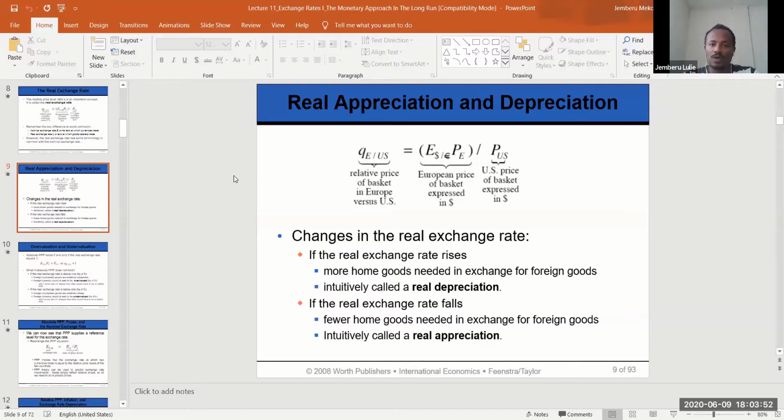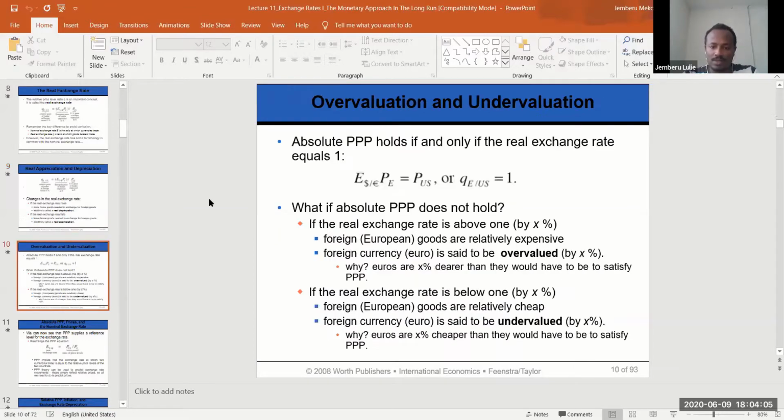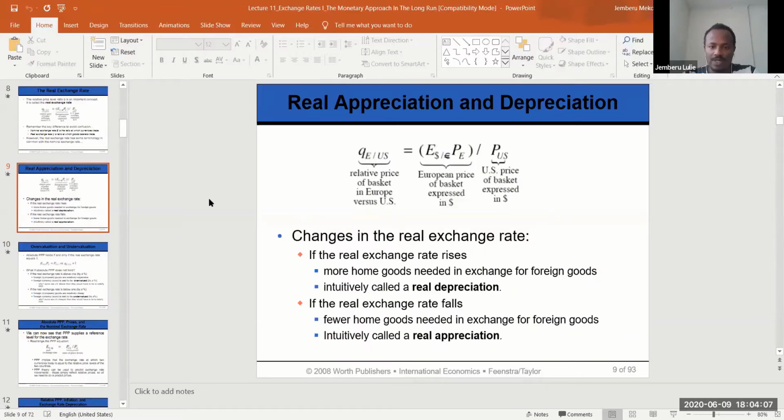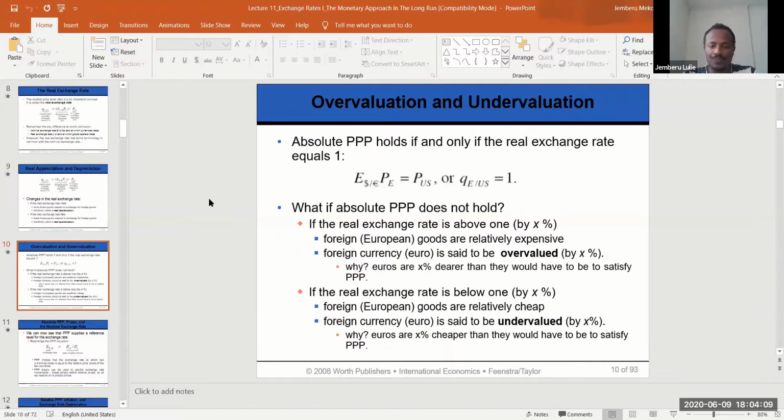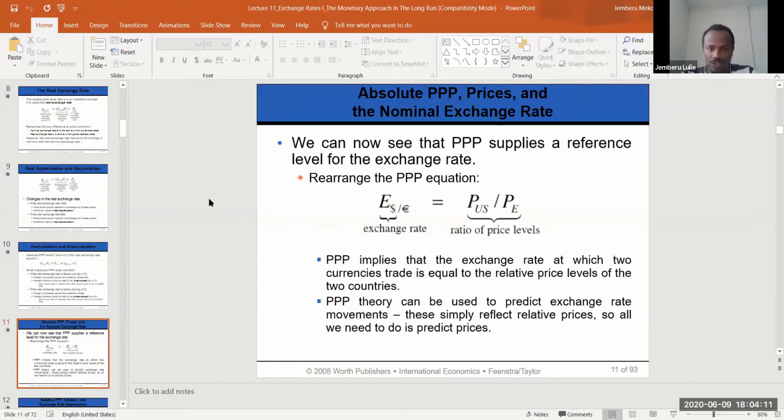So you can connect this concept also with that one when we talk about purchasing power parity. So it explains what we have already explained. Now let's begin the relationship. In other words, purchasing power parity.